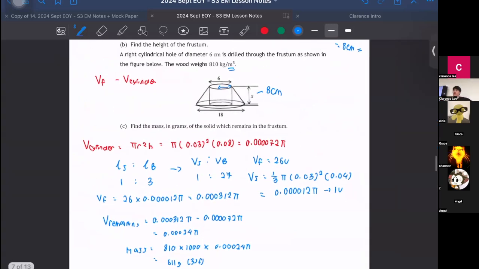Okay, take some time to look at this working. If you have any questions, please feel free to ask me. Just the question one's in grams, but the unit is in kg. Done? Okay. Next, move on to the next question.